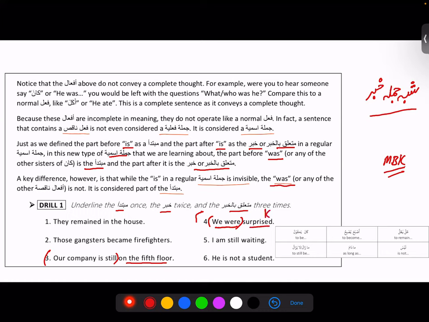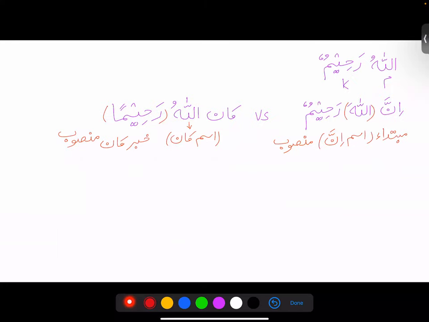I am still waiting. So for mazala, I'm still is the mubtada. Exactly. Waiting is the khabar. Okay, he is not a student. That's laisa. So he is not is the mubtada, and student is the khabar.